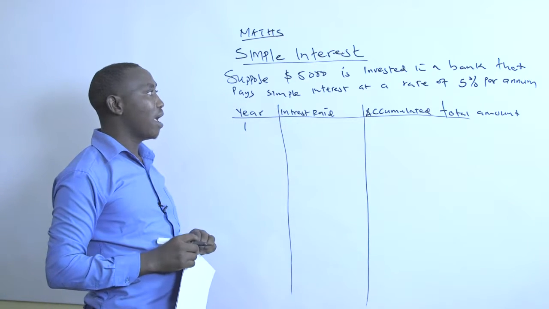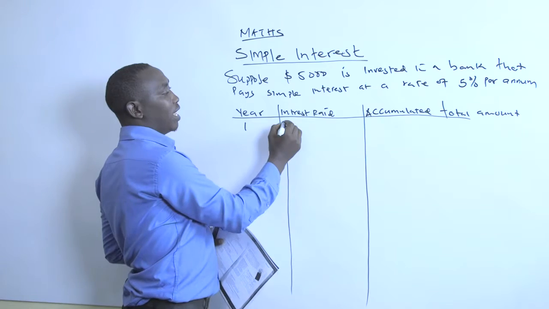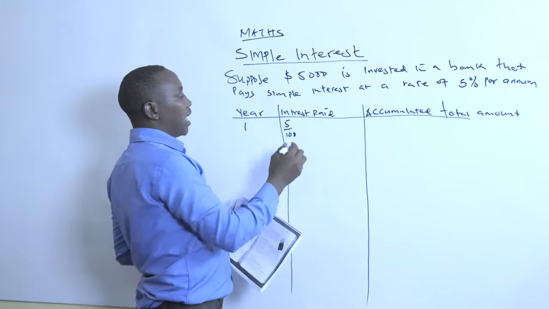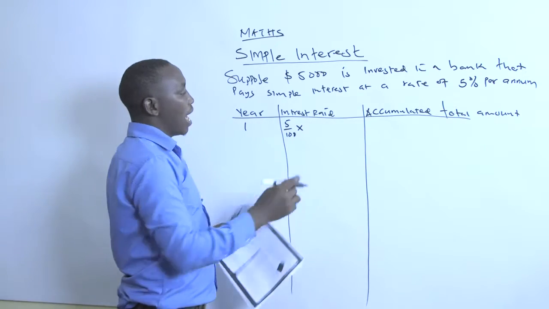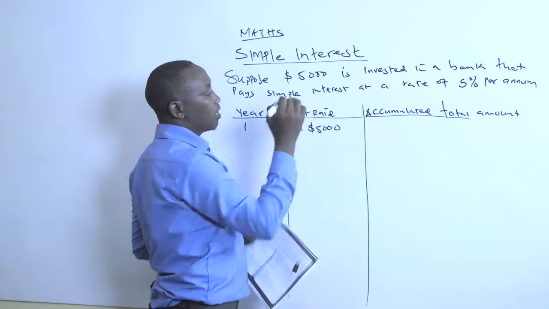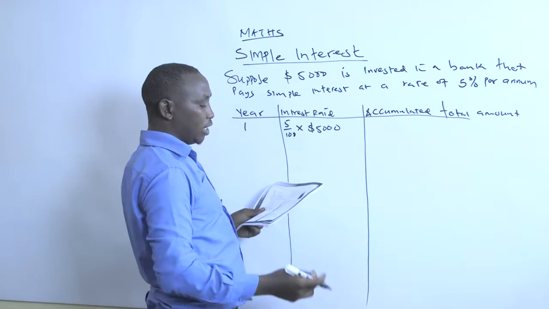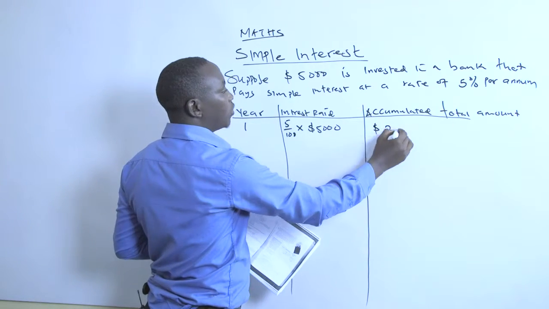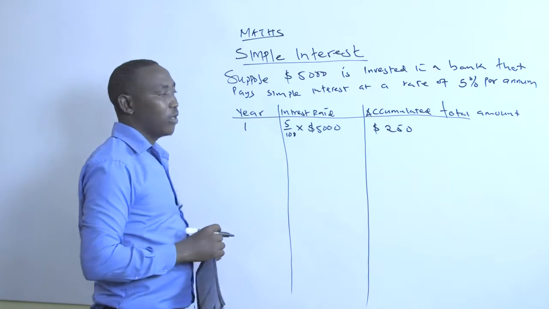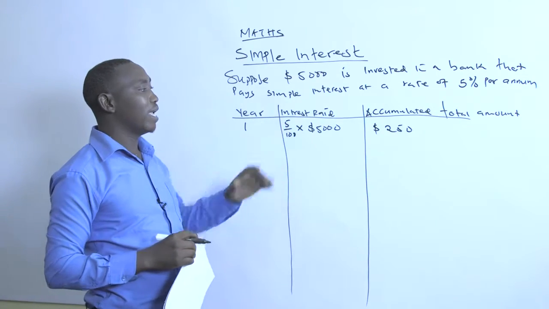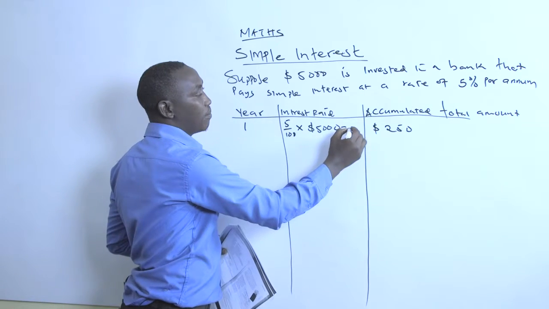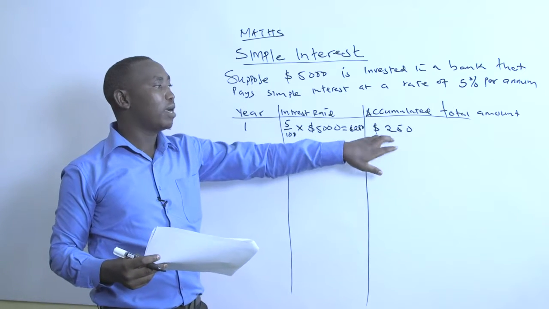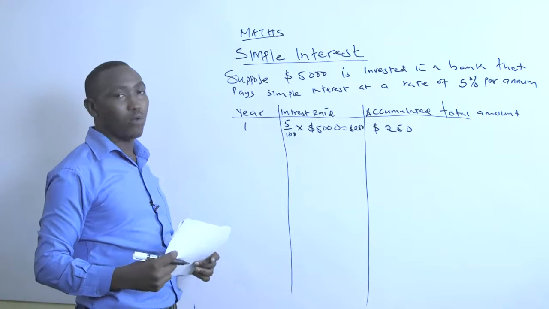which was $5,000. In that particular case, the interest will be 5%, which will be 5 over 100 multiplied by 5,000 US dollars, which in this case will yield a total of 250 US dollars as the interest on that particular year. When accumulated, on the other column we'll begin with 250 US dollars.